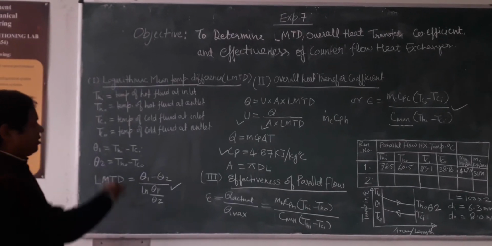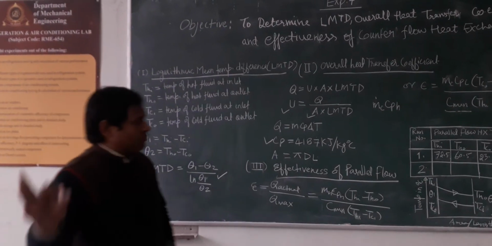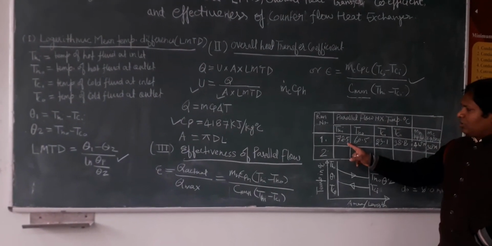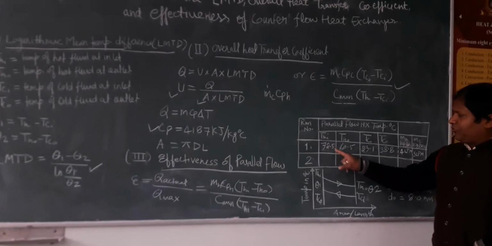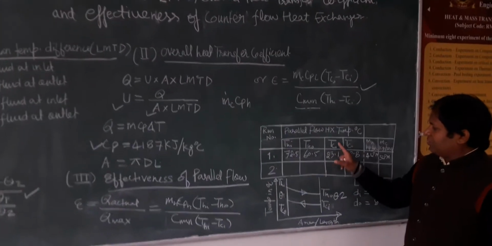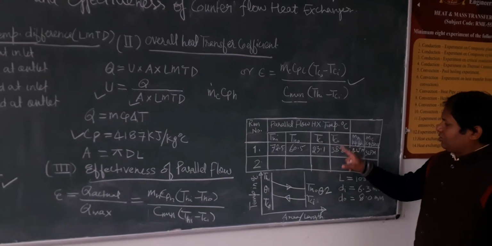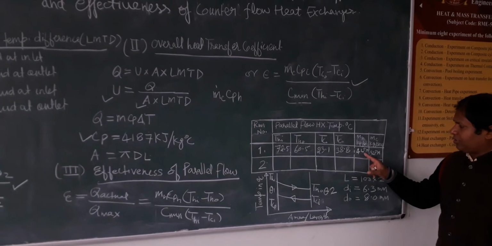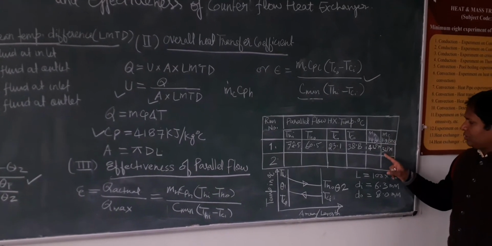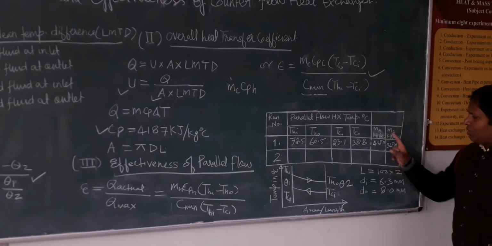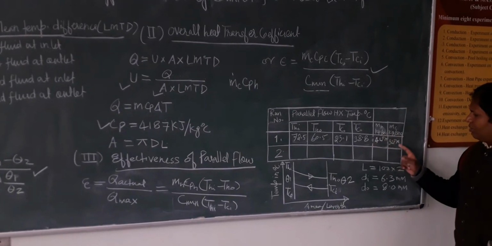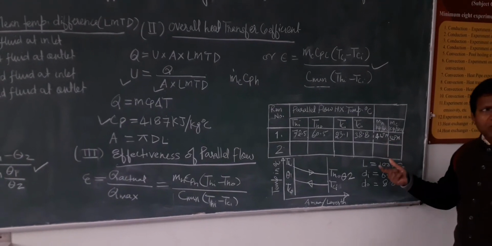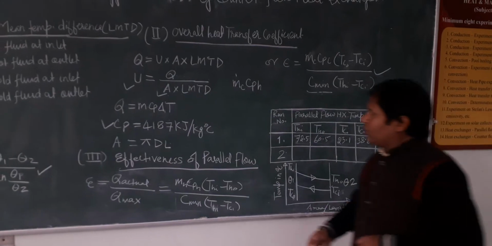Yes, we will see the calculation portion here. Already we have taken the readings from the experiment. THI we got 72.5, TH0 we got 60.5, TCI we got 23.1, TC0 we got 38.8, and the mass flow rate of hot fluid is 4 liters per minute and of cold fluid is 3 liters per minute. You can take different mass flow rates by arranging the valve.